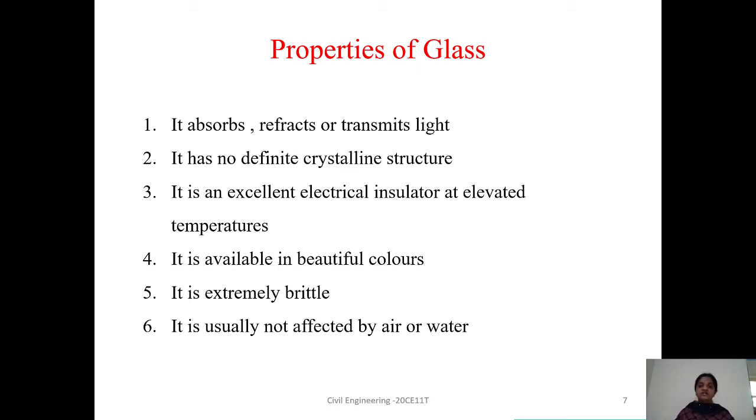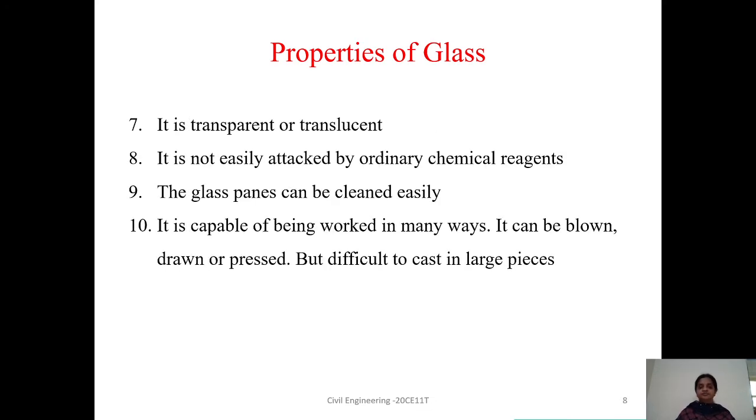Next, coming to the properties of glass. Glass absorbs, refracts or transmits light. It has no definite crystalline structure. It is an excellent electrical insulator at elevated temperatures. It is easily available in beautiful colors. It is extremely brittle. It is usually not affected by air or water. It is transparent or translucent.